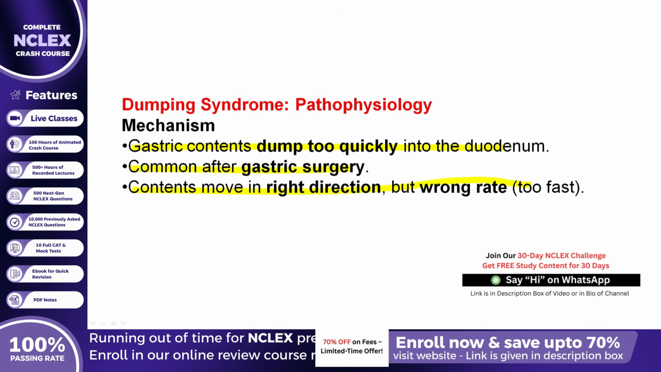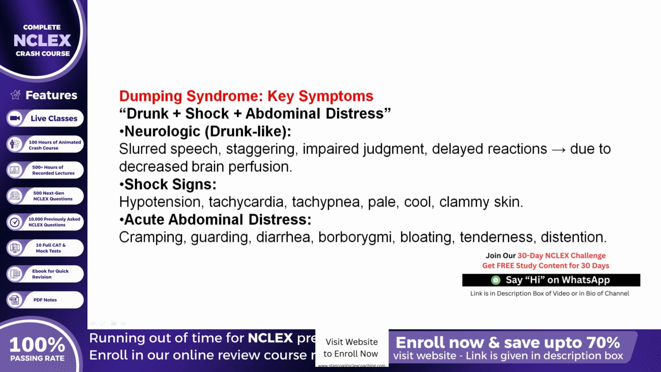Now let us move into the major symptoms you must memorize for the NCLEX. A helpful way to remember this condition is through the phrase drunk plus shock plus abdominal distress. Starting with the neurologic or drunk-like symptoms, you will see slurred speech, staggering, impaired judgment, and delayed reactions, all of which occur due to decreased brain perfusion. Then you will notice the shock signs, which include hypotension, tachycardia, tachypnea, and pale, cool, clammy skin. Finally, you will see acute abdominal distress presenting as cramping, guarding, diarrhea, borborygmy, bloating, tenderness, and distension.